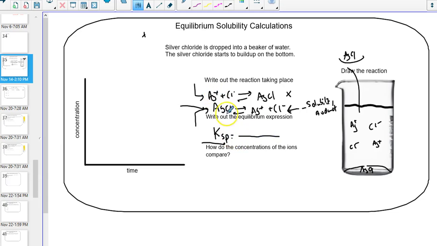And of course, I don't have any products in the expression, since they're solid: one. Then Ag plus and Cl minus. You'll note that these concentrations are the same in my beaker, one each, because of how they're distributed in the formula. So how do the concentrations of the ions compare? I just mentioned they're equal. It isn't always that way; one could be twice the other. It depends on what you're dissolving and the stoichiometric ratios of the items present.